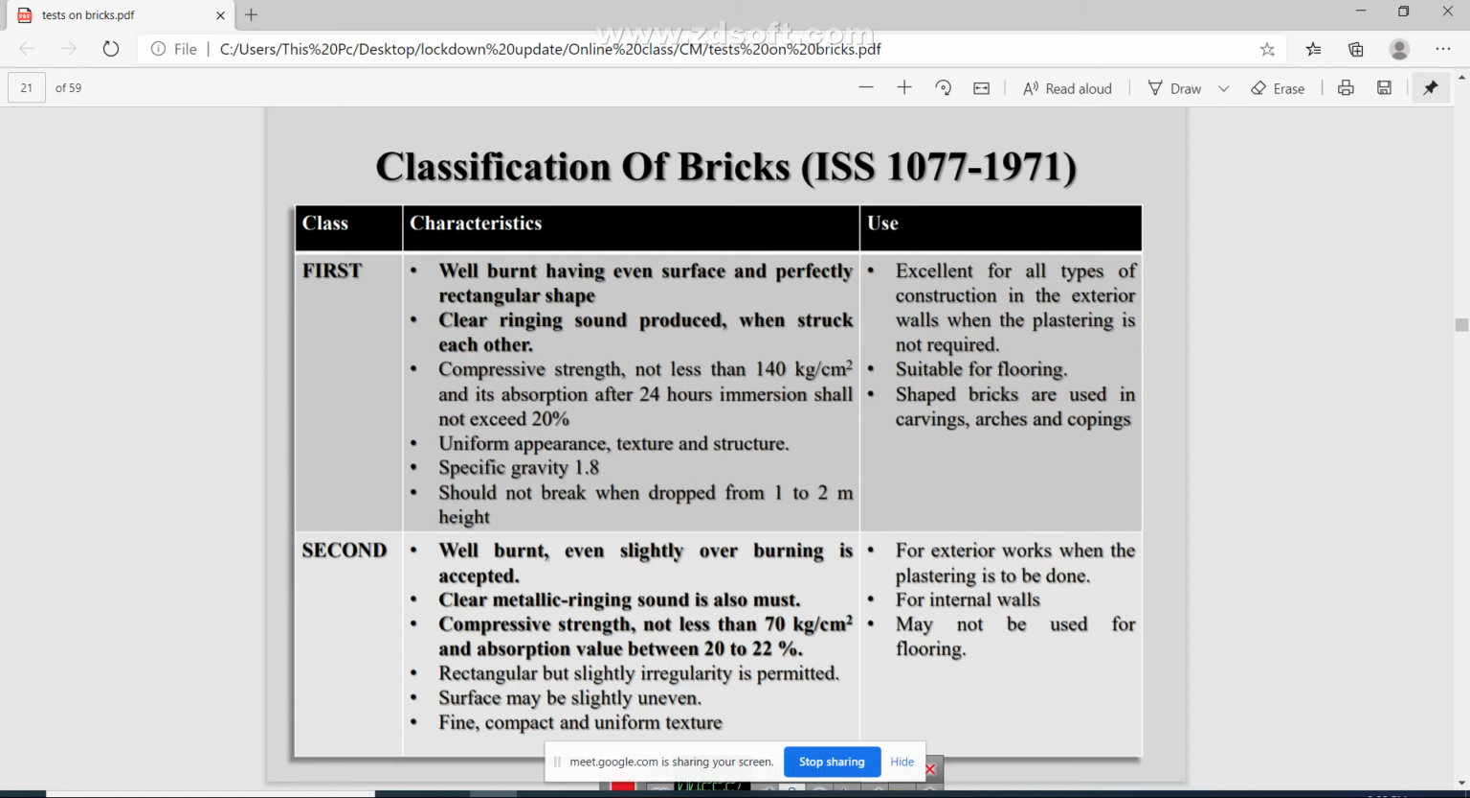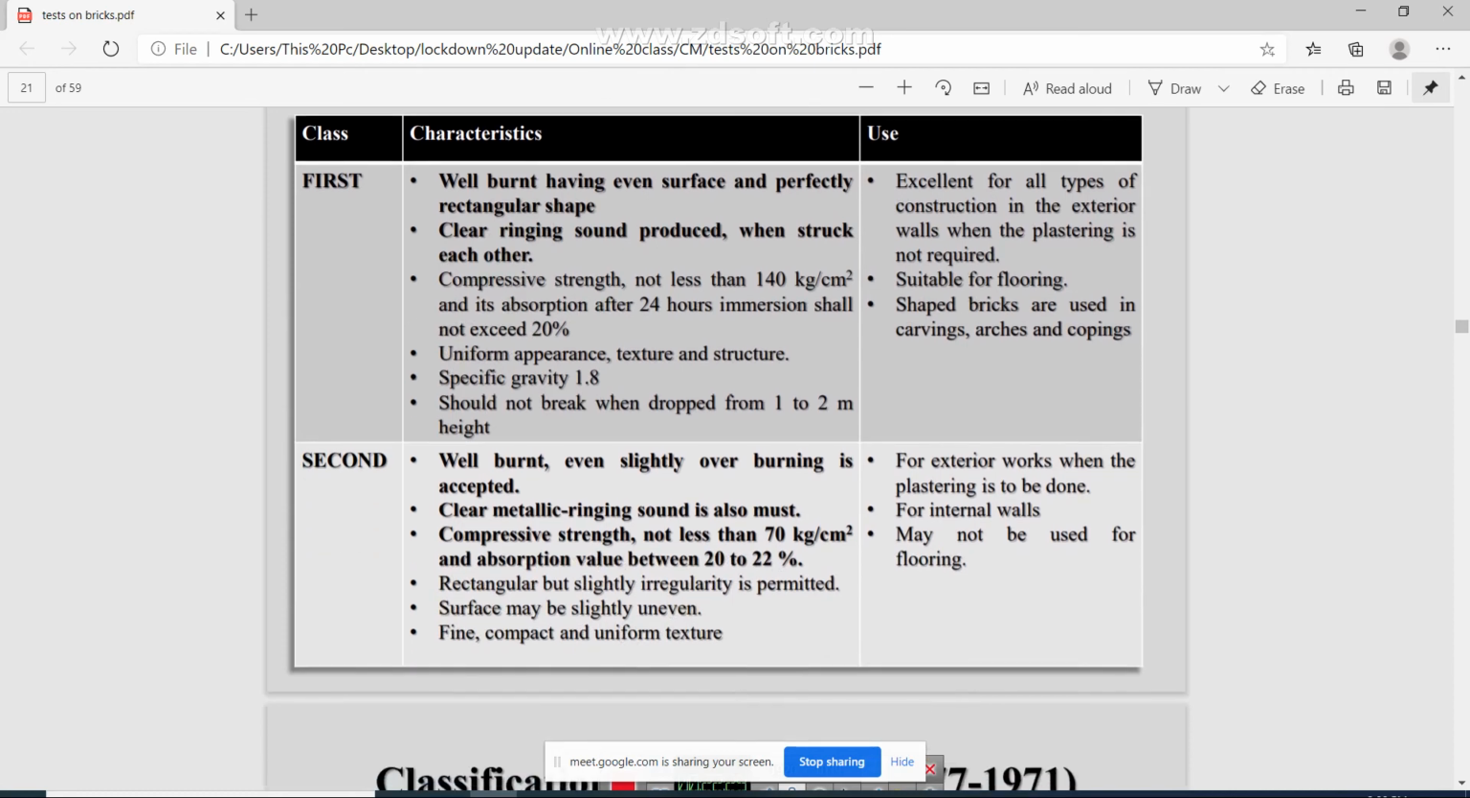Next comes the second class brick. In first class brick, I told you, well burnt and it should be perfect. Second class brick, it should be well burnt, but a slight over burning is accepted. So the criteria is changing. The degree of burning can be a bit extra in case of second class. Okay. Then a clear metallic ringing sound is a must. In first class brick also I told you, when you are striking the two bricks together, it should give a clear ringing metallic sound.